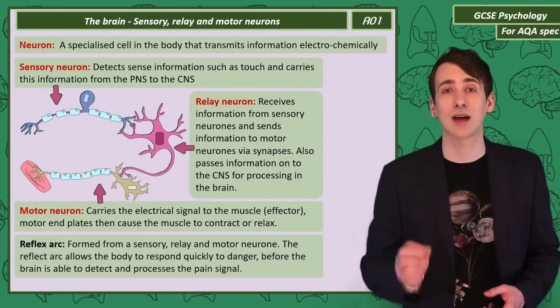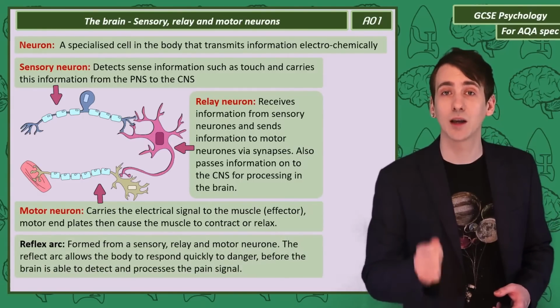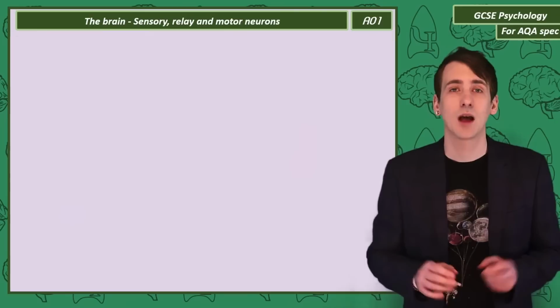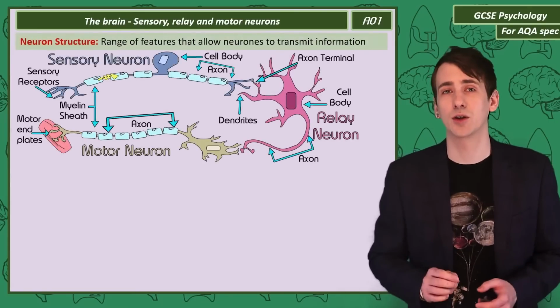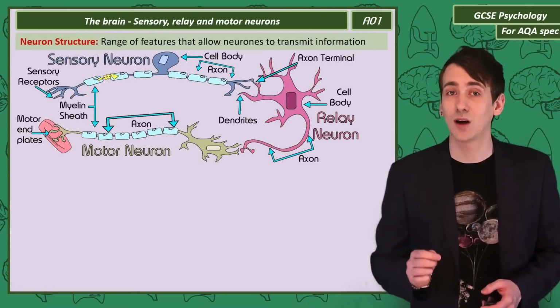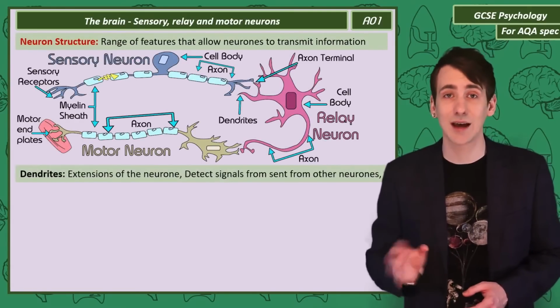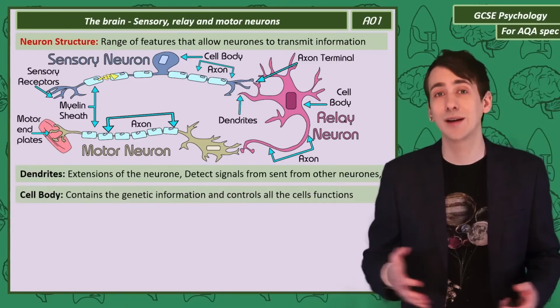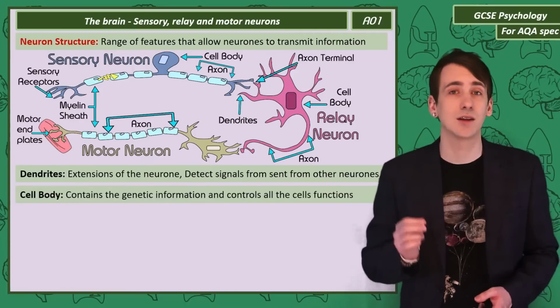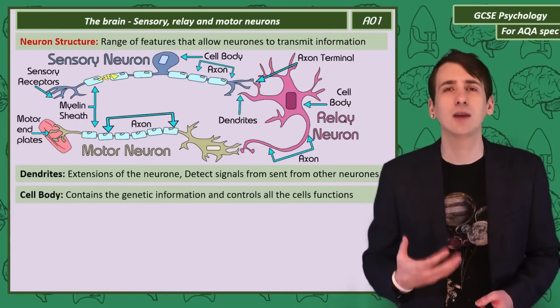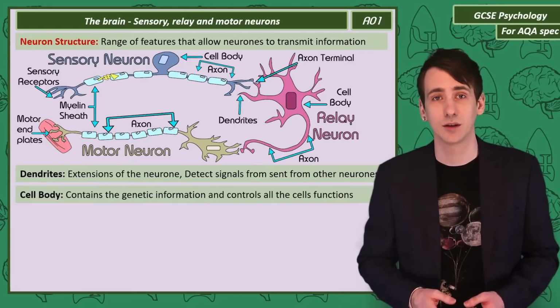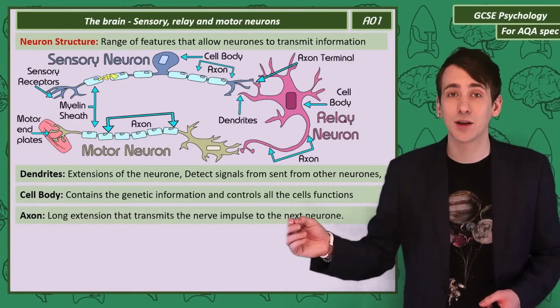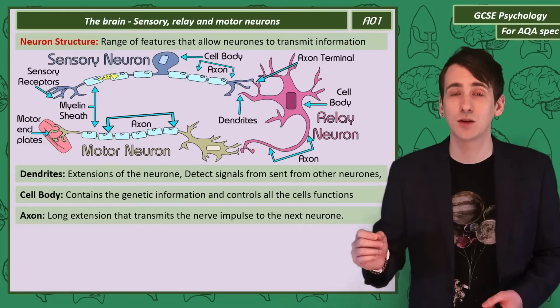It allows reflex actions, the body moving quickly in response to possible danger. Let's look in more detail at the structure of the neurons. Dendrites are the extensions of neurons that detect signals sent from other neurons. The cell body, common in all cells, contains the genetic information of the nerve cell and controls the cell's functions.